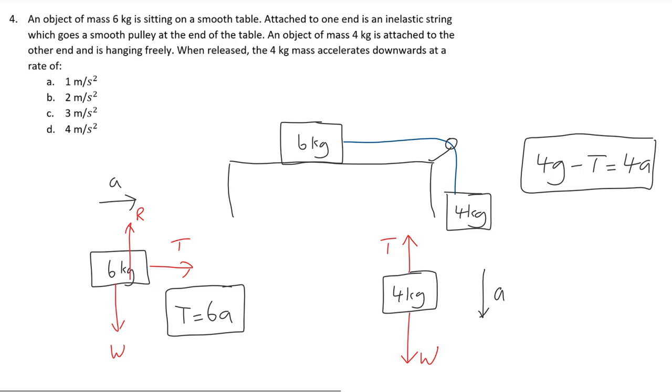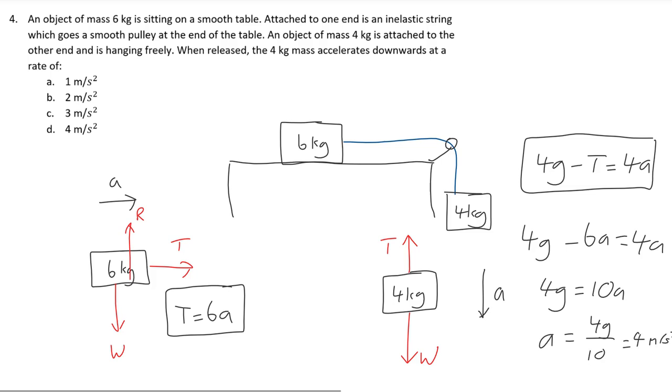Remember, we do know what small g is. It is roughly 10 meters per second squared. Therefore, I can sub in that T is equal to 6a into this new equation, and we get 4g minus 6a is equal to 4a. Rearranging, we get 4g is equal to 10a, and therefore a is equal to 4g over 10, which is roughly 40 over 10, or 4 meters per second squared. Therefore, our answer is option D.